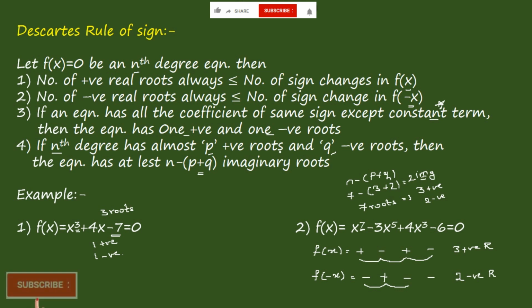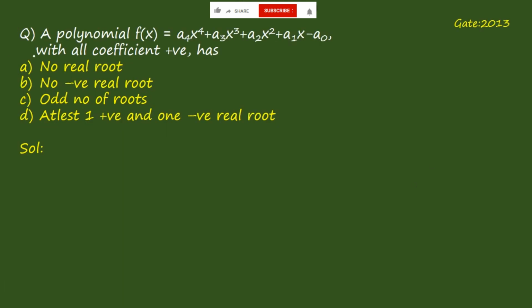Coming to the next topic, a GATE question. They gave the question in 2013. They gave the polynomial f of x is equal to a4 x power 4 plus a3 x cube plus a2 x square plus a1 x minus a naught, with all the coefficients positive. All the coefficients are positive except the constant term. The options are: no real roots, no negative real roots, odd number of roots, at least one positive and one negative root.